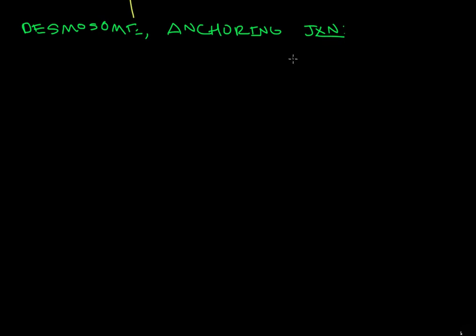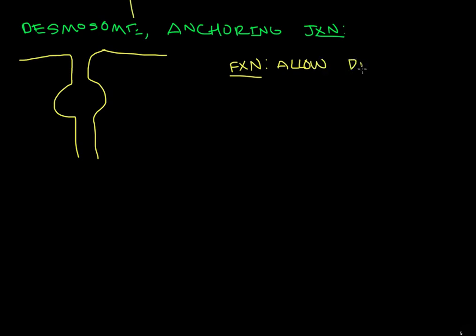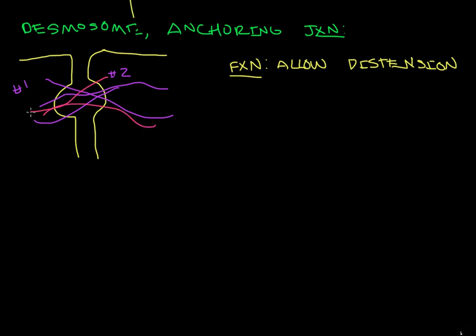So basically the idea here, we'll draw a generic cell, and we'll go like this, and we'll go like that. And the function for this is to allow, ready? 50-cent word, distension, which essentially means stretching. This is oversimplified, but here's number 1, number 2, and they have all these proteins, maybe different types of proteins, just interlaced in between these. So they will be able to give, but the biggest thing is they will not tear. I mean, if you really get after it, I'm sure you can tear some desmosomes.